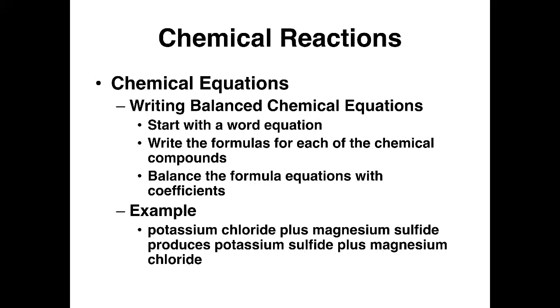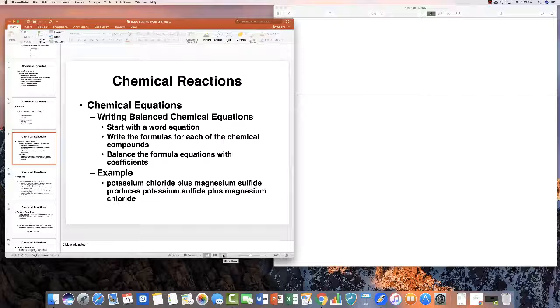And in order to write an equation for that, which is a shorthand to help us understand what's happening, you first have to write the chemical formula for each of the chemical compounds that is in the word equation. And then after you write that down, you have to subsequently balance the formula with coefficients in order to preserve the law of the conservation of mass. So here's the first one here. Potassium chloride plus magnesium sulfide combines together to produce potassium sulfide plus magnesium chloride. So let's look at how we would write this down.